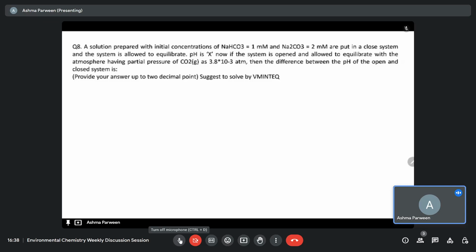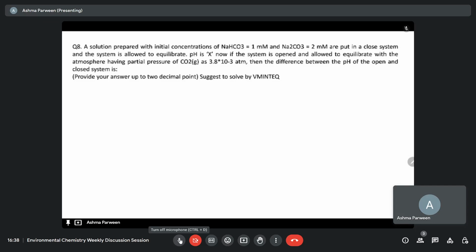So we have been given two systems. One system is closed and the same system is now open. We have to find out the difference of pH between the closed and open system. We can solve this question directly by putting the values of the components in Visual Minteq. Let's see. I hope you have installed Visual Minteq.